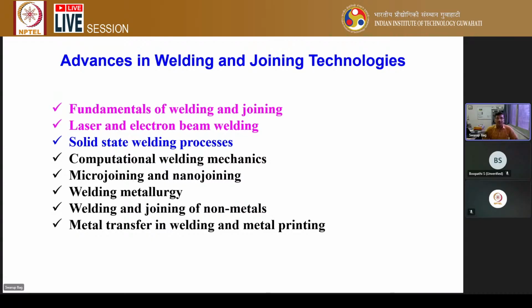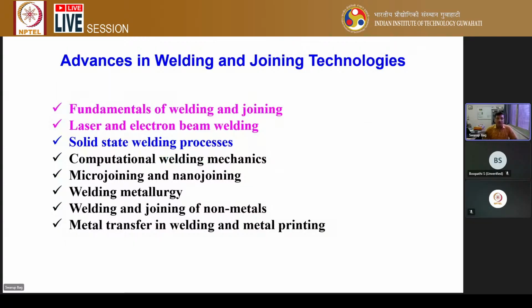Then we focused on the laser and electron beam welding processes. Very specific, because it is very important nowadays. You can find there's a huge application of the laser, and this in general is called the high energy beam welding process, which includes both laser and electron beam. Then we have tried to explain the solid state welding process, which is significant when there are difficulties associated with the fusion welding process. So that's why there is a development of the different perspective. The solid state welding process performs better than fusion welding processes.